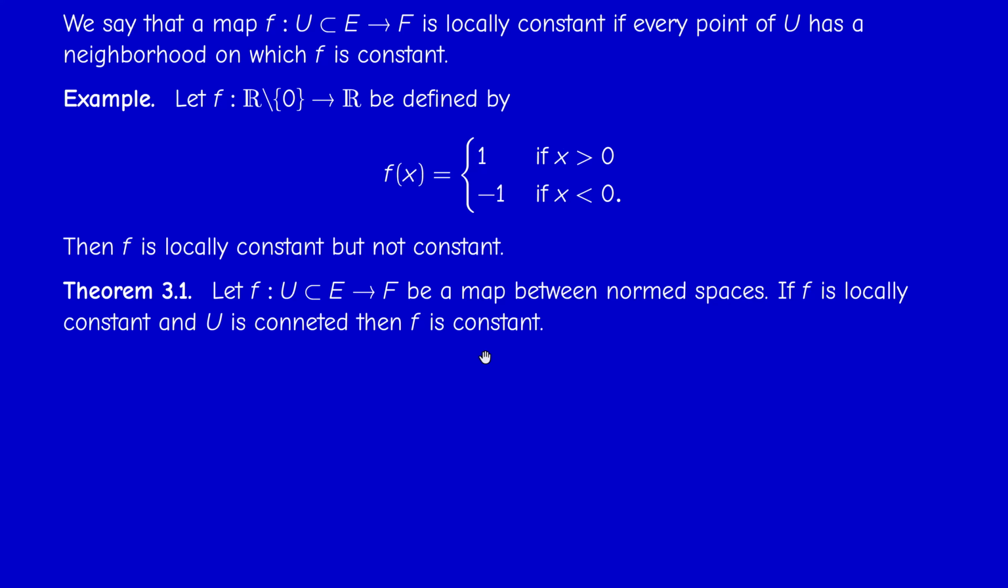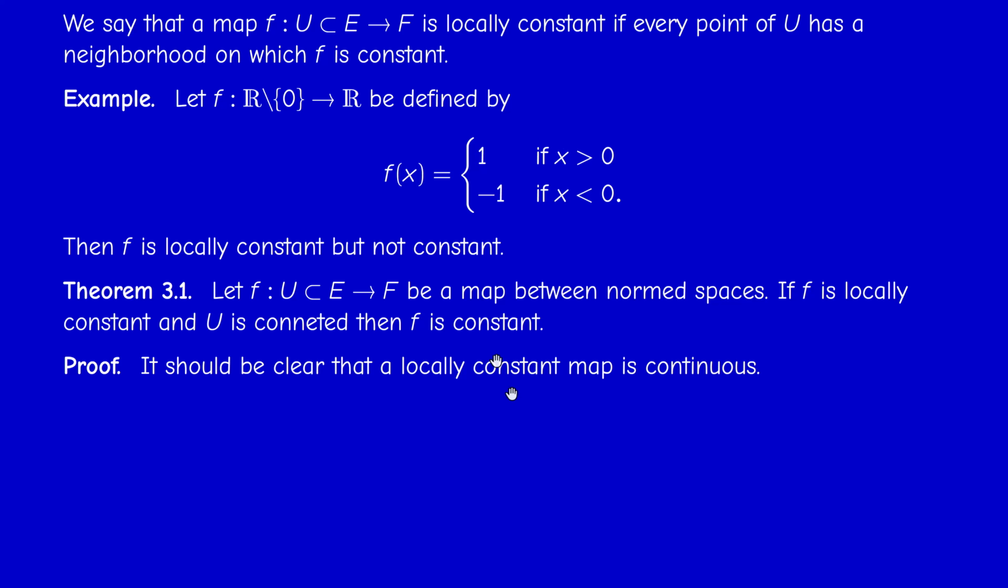And the proof of this theorem is very easy, actually. First, you have to check that a locally constant map is automatically continuous. So you don't need to assume continuity. Why? Try to prove that. Just go back to the definition. Because if it's constant around a point, then the difference will be 0, so it can be made less than any positive number epsilon.